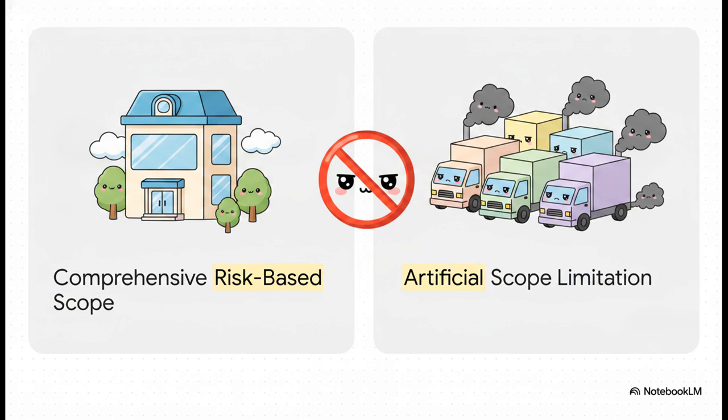Fleet fuel consumption is their primary source of greenhouse gas emissions. Excluding it completely distorts their environmental risk profile. Auditors see exclusions like this as a massive nonconformance. Your scope has to reflect your actual environmental footprint, not just the easy stuff.